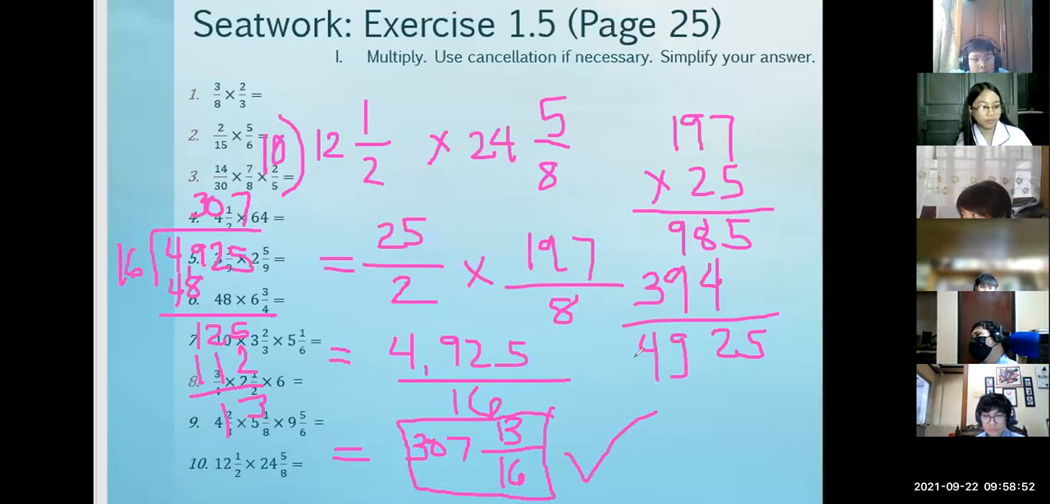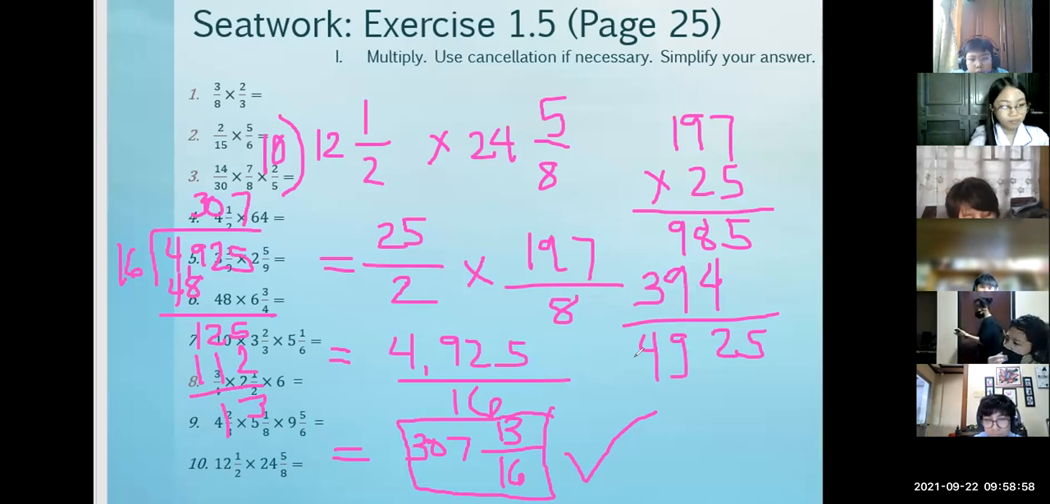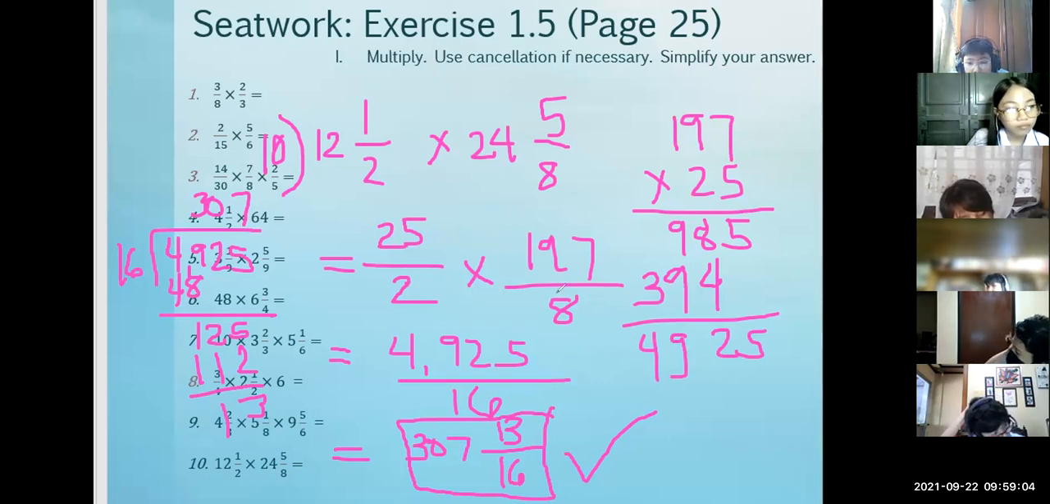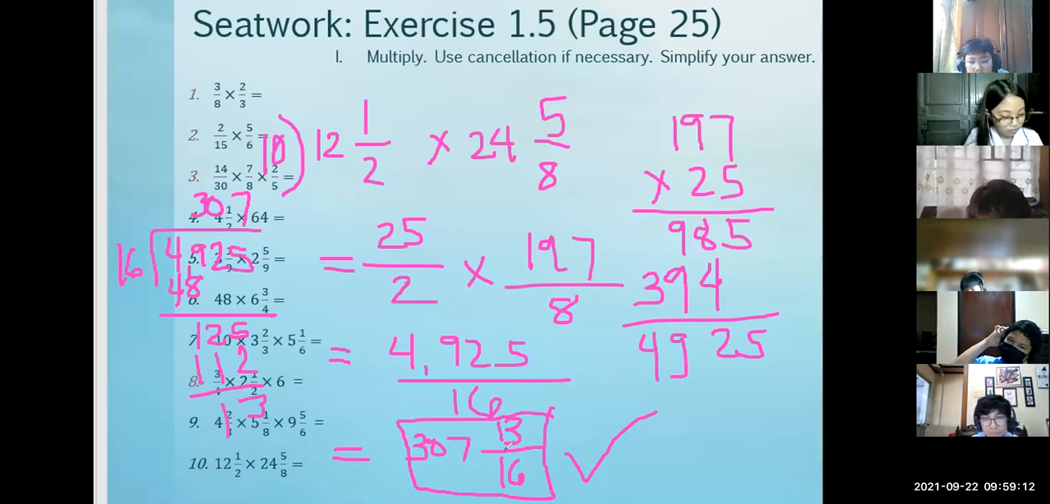Parehas ba class sa inyo? 307 and 13/16? Hindi po. Ayan, multiply lang natin as is. Kasi walang nasa-simplify. 307 and 13/16 is the correct answer for number 10.